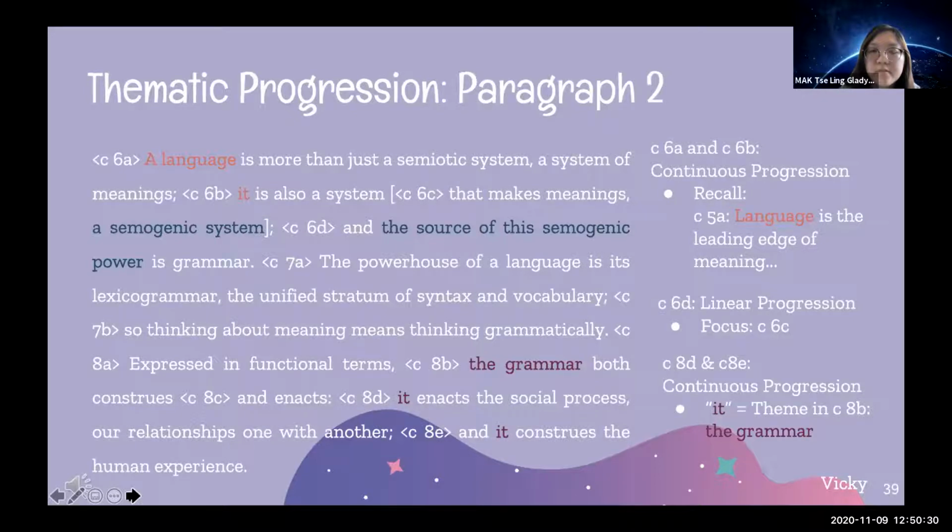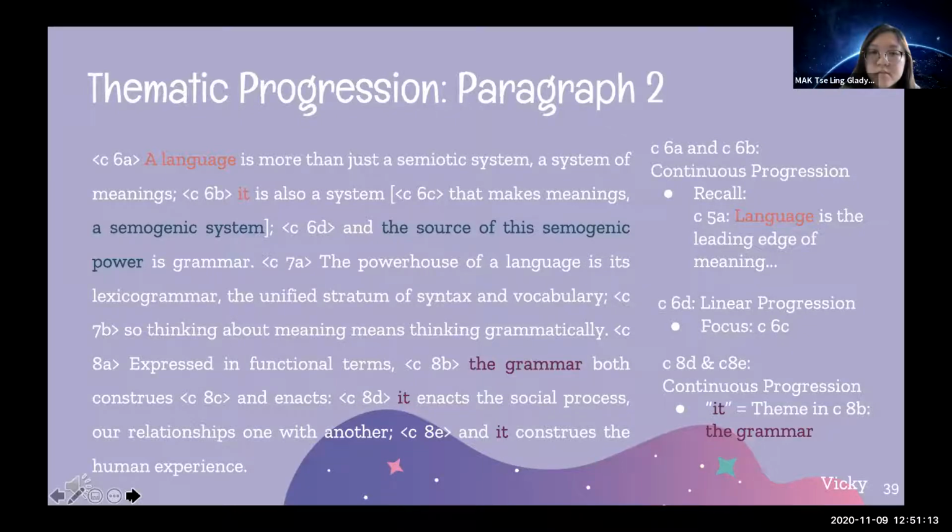Clause 6a and 6b at the beginning of paragraph 2 start with language and it, while it in clause 6b refers to language in the preceding clause. If you remember, language has already appeared in paragraph 1, clause 5a. So language in clause 6a can be further referred back to it. Therefore, this is continuous progression as the same theme repeats. While the word simultaneous system has been first introduced as the focus in clause 6c, this is again mentioned in clause 6d as the topical theme. So this is linear progression.